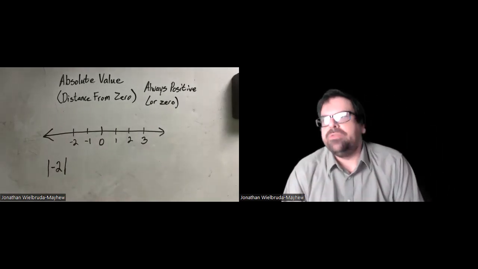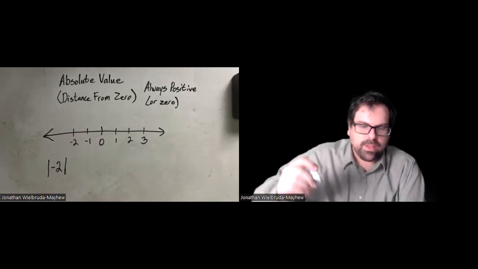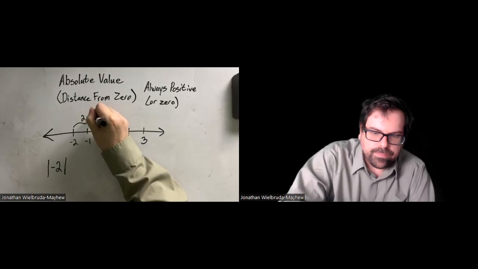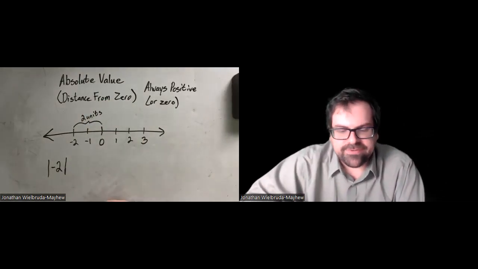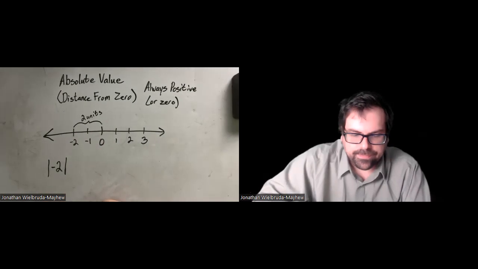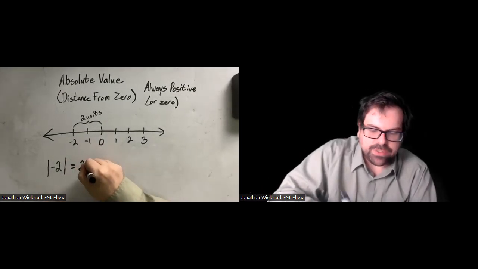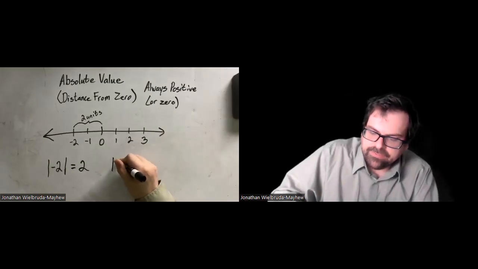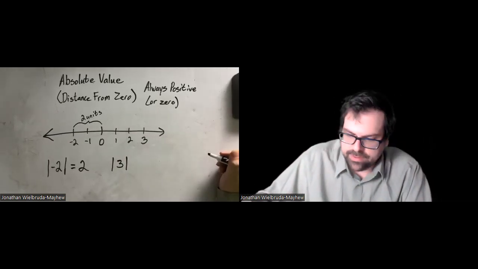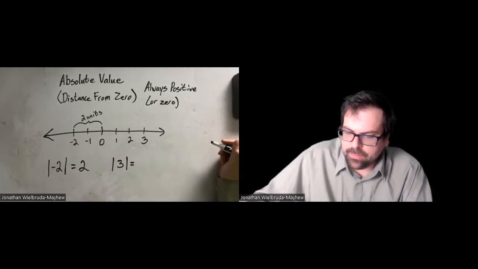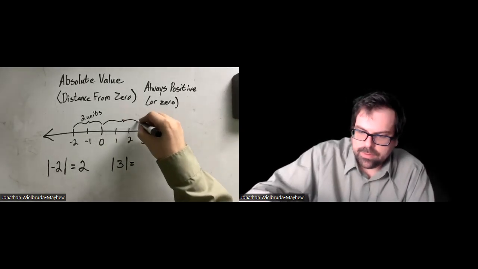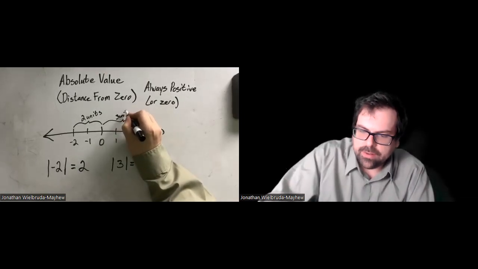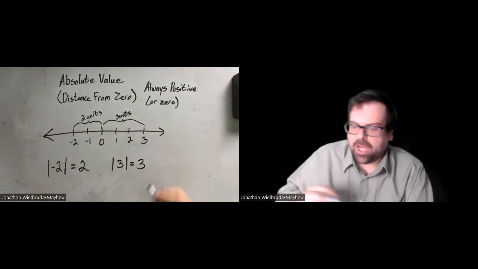Let's look at the absolute value of -2. -2 is 2 units from 0. 1, 2. So the absolute value of -2 is +2. Let's say we were looking for the absolute value of +3. Well, 3 is 1, 2, 3 units away. The absolute value of +3 is 3.